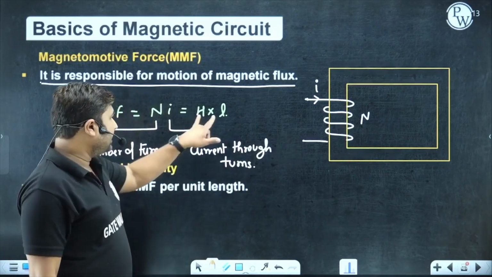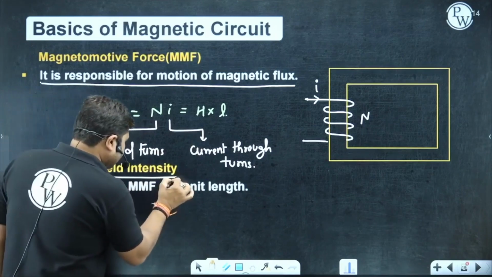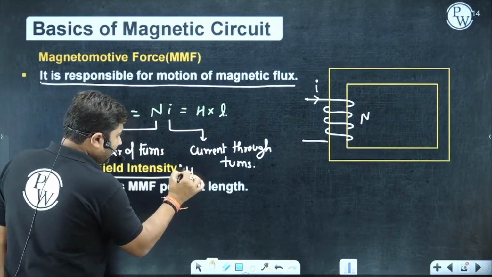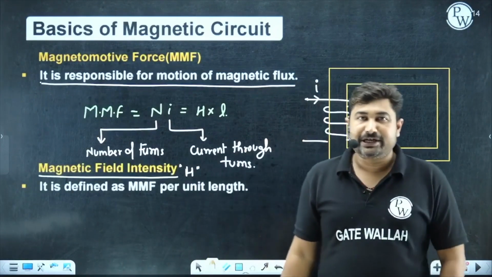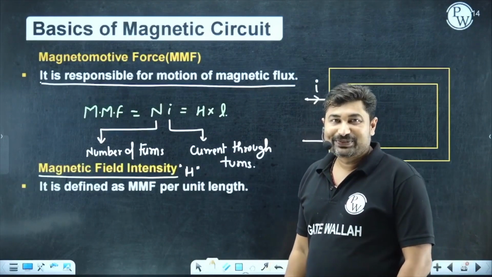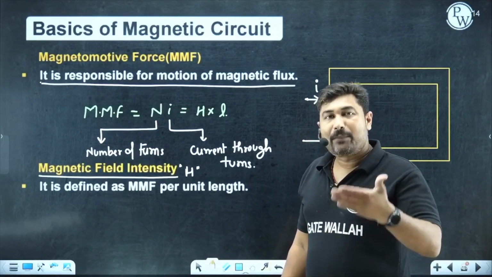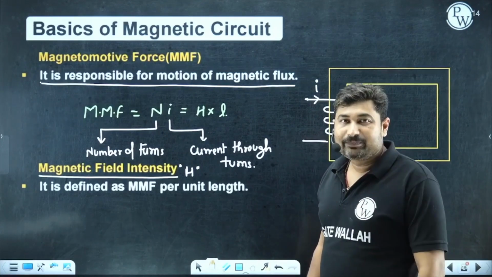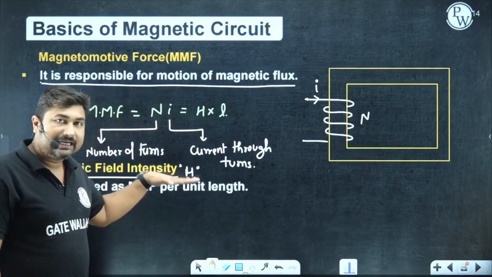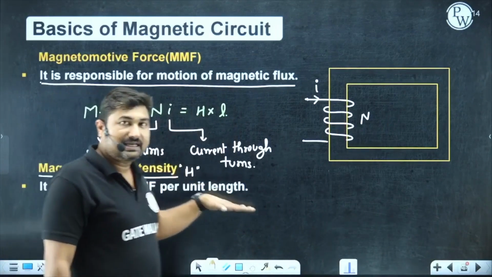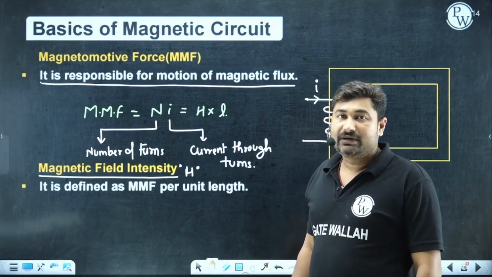It is also called H into L. Now what is H? H is called magnetic field intensity. It is represented by the symbol H. Magnetic field intensity is again similar to electric field intensity. Magnetic field intensity means driving force per unit length of the material. So when we talk about magnetic field intensity, H is magnetomotive force per unit length of the material.